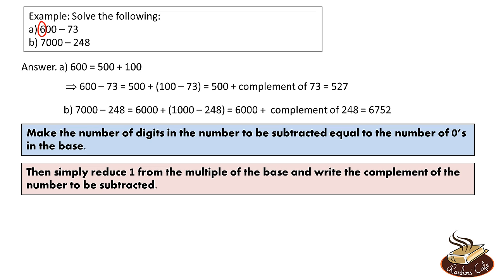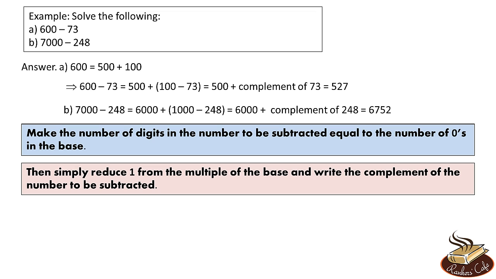For example, in our first case, the multiple of the base is 6, right? So let's subtract 1 from 6, which gives us 5, and the complement of 73 gives us 27. So the answer is 527. In our second example, that is 7000 minus 248, let's subtract 1 from 7, which gives us 6, and the complement of 248 is 752. So we get 6752 as the final answer.